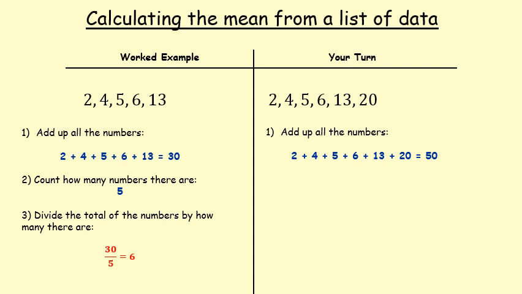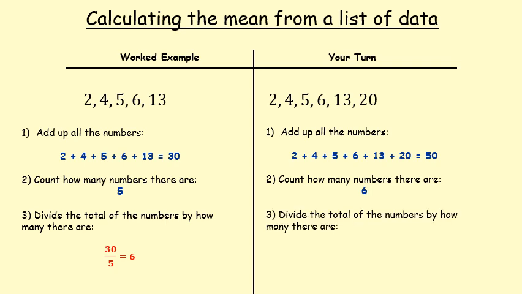Step 2, we count how many numbers there are. It's one more than before, and that means there are 6 pieces of data, 6 numbers in our list. And then we're going to divide the total by how many numbers there are. So we're going to divide our 50 by 6.